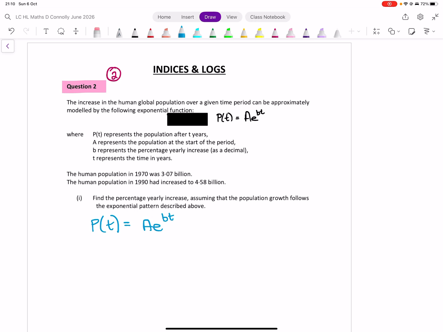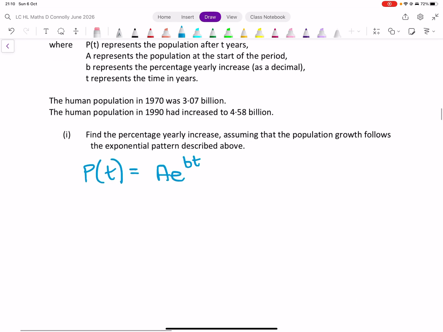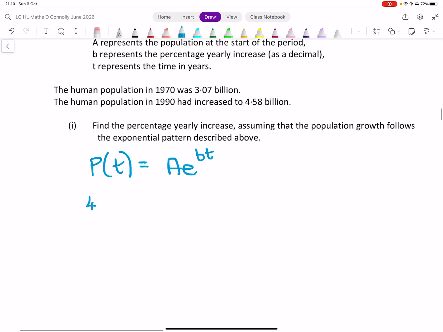A is just going to be 3.07 billion, because that's the start of the period. The population after T years is going to be 4.58 billion, because that's what they've given us. So 4.58 equals 3.07 e to the B. Now, how many years is that? 20 years.